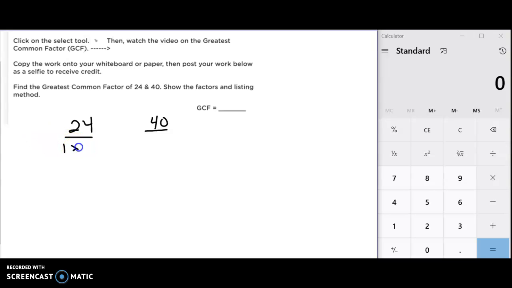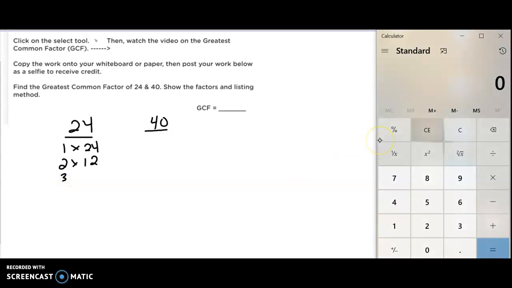1 times what is 24? 1 times 24, correct. Now, let's think about 2. How do you know if 24 is divisible by 2? Well, it's got to be even. It means it ends in an even number, 0, 2, 4, 6, or 8. Or I can come over here to my calculator and do 24 divided by 2. If it ends up being a whole number, it is divisible. If it's a decimal, it is not divisible. So 2 works because I get a whole number. Well, 2 times what is 24? 2 times 12. All right, what about 3?